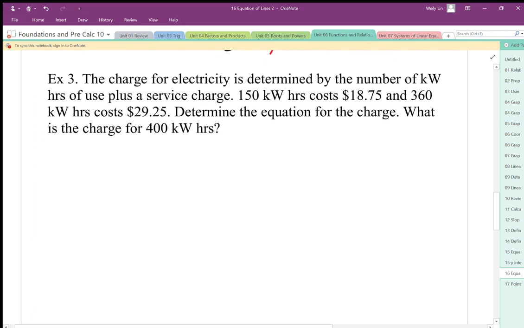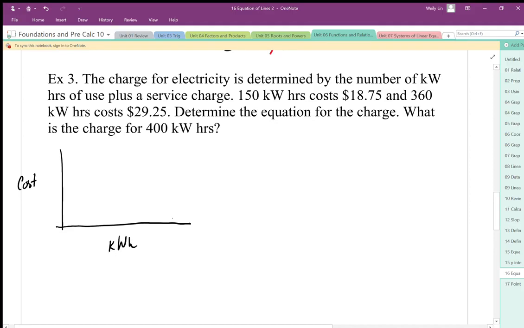Here we have a charge of electricity. Electricity is determined by the number of kilowatt hours plus a service charge. And we've been given the relationship of cost to kilowatt hours, so that kilowatt hours is my independent variable and the cost will be my dependent because the cost depends on how much I use. So along the y is going to be my cost, and along the x is going to be my kilowatt hours.